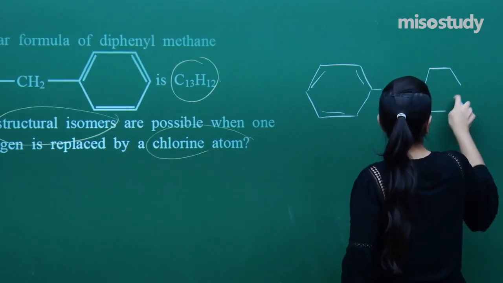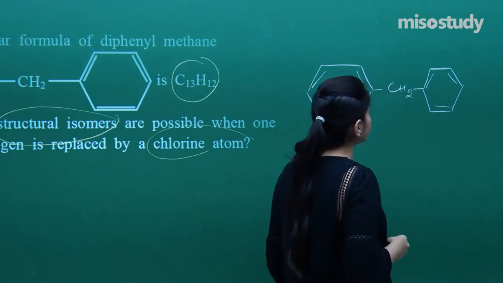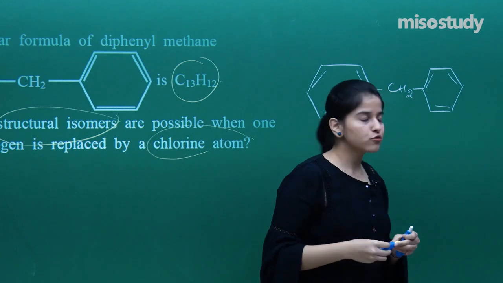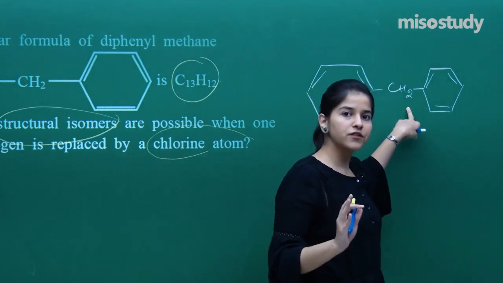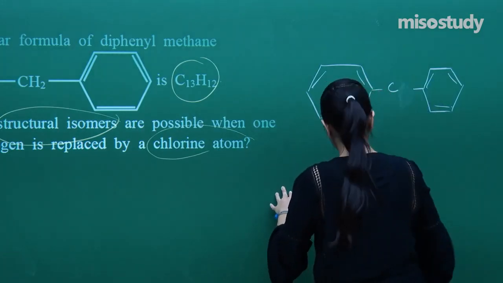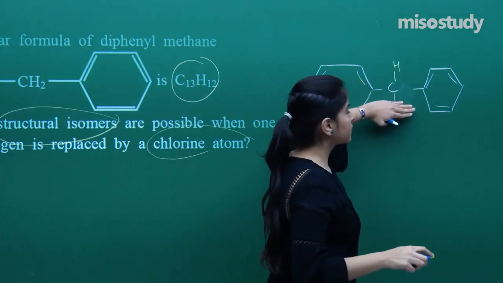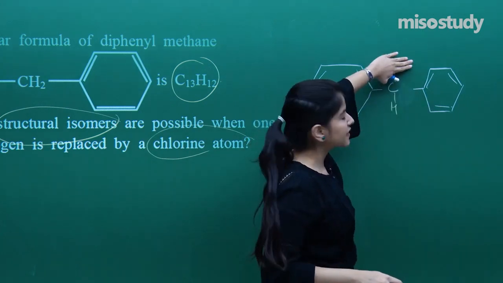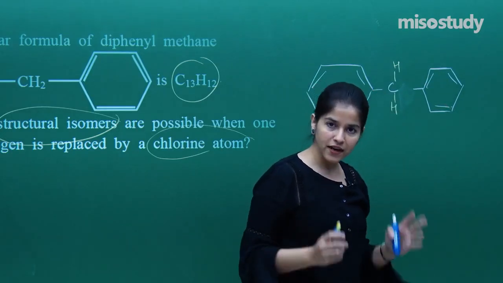For this molecule to show different structural isomers, I need to find out what all types of hydrogens are present, right? Similar kinds of hydrogens. Let's just say here there are 2 hydrogens and each one of the hydrogens is the same, the environment is the same, right? If I replace one hydrogen with chlorine, I'll be getting the same structural isomer. If I replace this particular hydrogen with chlorine, I'll again be getting the same isomer, right?